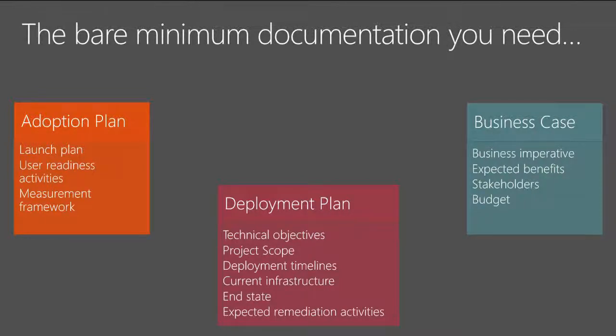But more seriously though, that's not the bare minimum documentation you need. What we've seen in a lot of Office 365 deployments is we've generalized it down to these 3 big ticket items. If you have these 3 documents, or these 3 artifacts, if you like, you're going to have a successful deployment experience. The adoption plan. An adoption plan is essentially your launch plan. This outlines all the things that you'll do with your users, your user readiness activities, and also how you'll measure the success of those user activities.